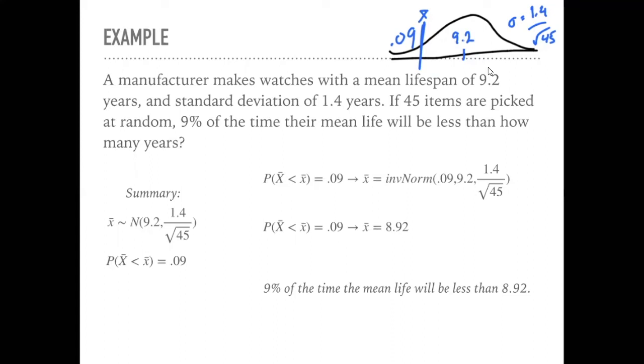So this is something that a manufacturer would go through and think, okay, I only want to pay out the warranty for 9% of my items. And so they would say, okay, I would need to set my warranty at about 8.92 years. Then maybe they would set it at 8, maybe they'd set it at 9 years, just so they have a nice, pretty number sitting there. But that would be how they would figure out what they would use for their warranty. So that would be how it might be used in the real world.